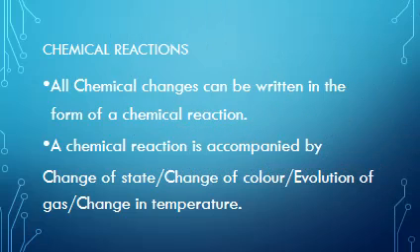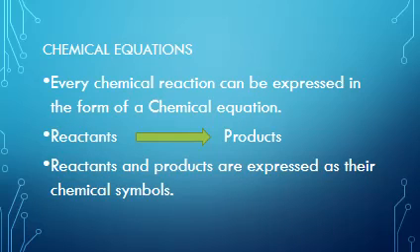All chemical changes can be expressed in the form of a chemical reaction. A chemical reaction is accompanied by change of state, change of color, evolution of gas or change in temperature. So all these things can tell us that there is some chemical reaction going on.